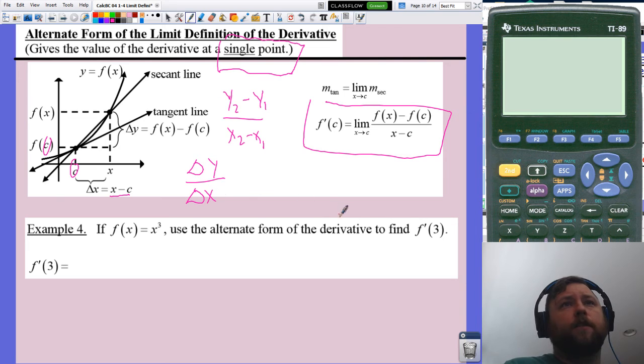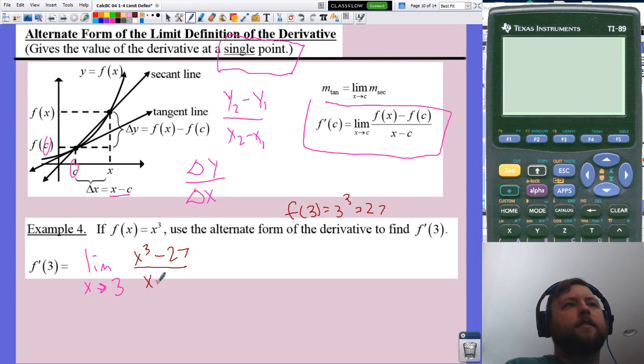If I wanted to use the alternate form to find f prime of 3, I'm going to say it's the limit as x approaches 3 of f of x, which I can just plug in. So f of x is, in this case, x cubed, minus f of c, so f of 3, which is 3 cubed, which is just 27, all over x minus 27. All right, so let's solve. I can just plug in the values at this point. I don't have to simplify. So I'm going to plug in 3, and it's going to be 27 minus 27 over 3 minus 27, which is 0 over negative 24, which is just 0. That's the derivative f prime of 3.